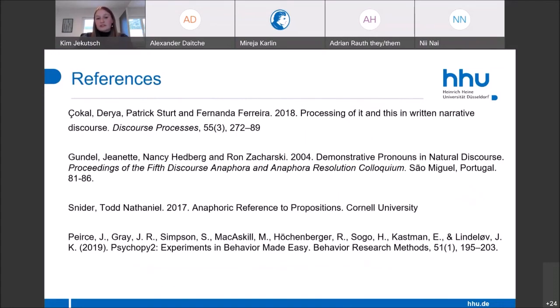So here you can see the references I used for my study. You can look at these references if I made you interested in the topic of pronouns and if you realize that, of course, linguistics can be an adventure.